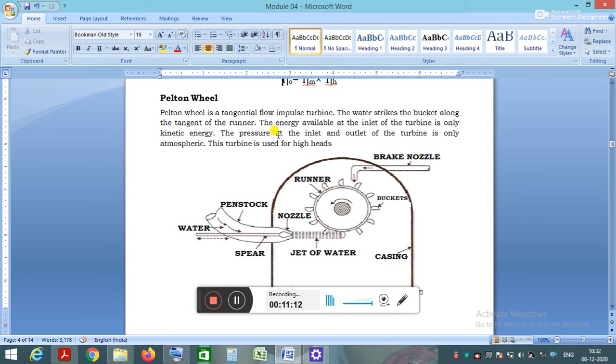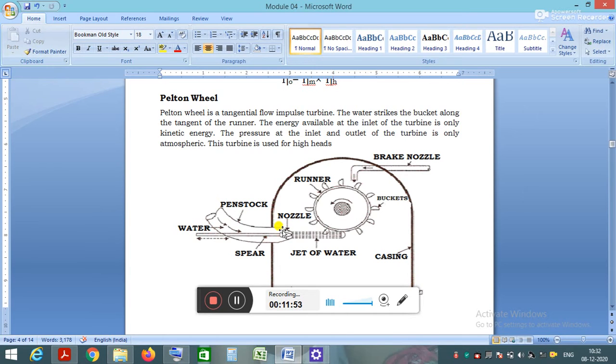Water strikes the blades. The energy available at the inlet of the turbine is only the kinetic energy, because here it is provided with a nozzle at the end of the penstocks. This nozzle completely converts the pressure energy of the water into the kinetic energy. Therefore, the energy which is available at the inlet of the turbine is only the kinetic energy, and hence it is called the impulse turbine, impulse tangential flow turbine.